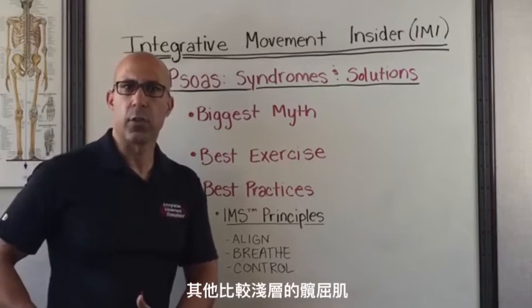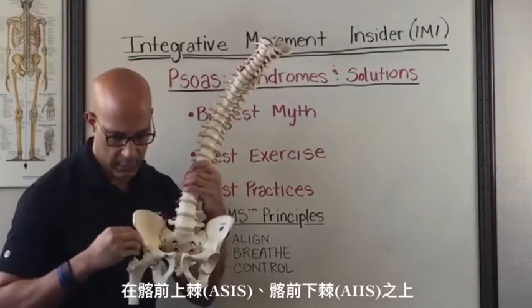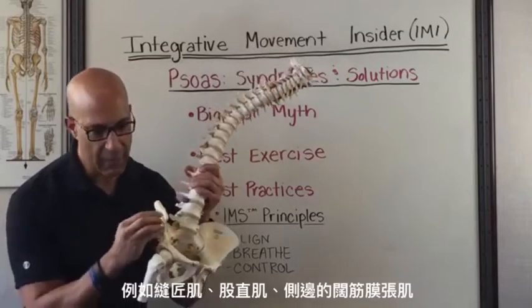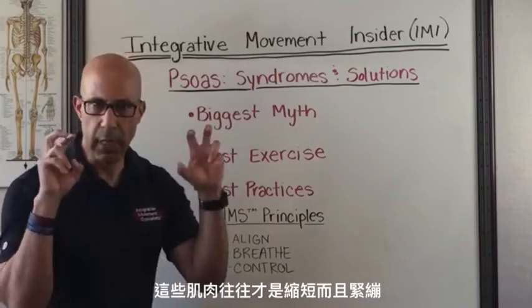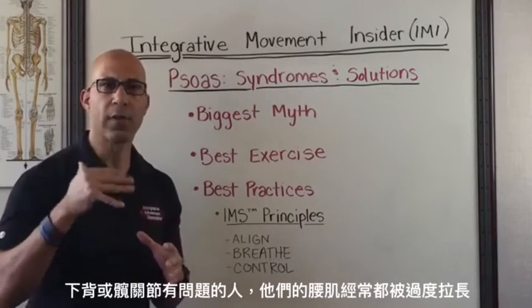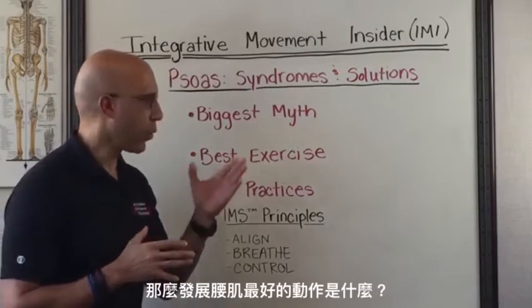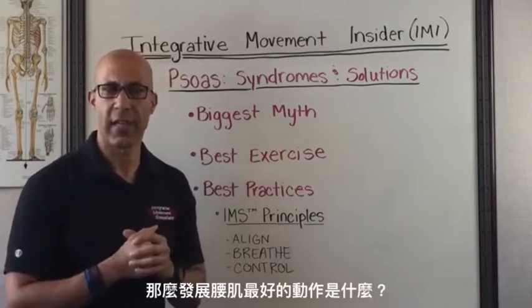The other, more superficial hip flexors, the ones that come off the ASIS and the AIIS, muscles like the sartorius, rectus femoris, and TFL that comes off the lateral pelvis, they are short and tight. However, the Psoas is most frequently over-lengthened in clients that have low back issues and hip issues. So what are the best exercises that we can use to develop the Psoas and its role?